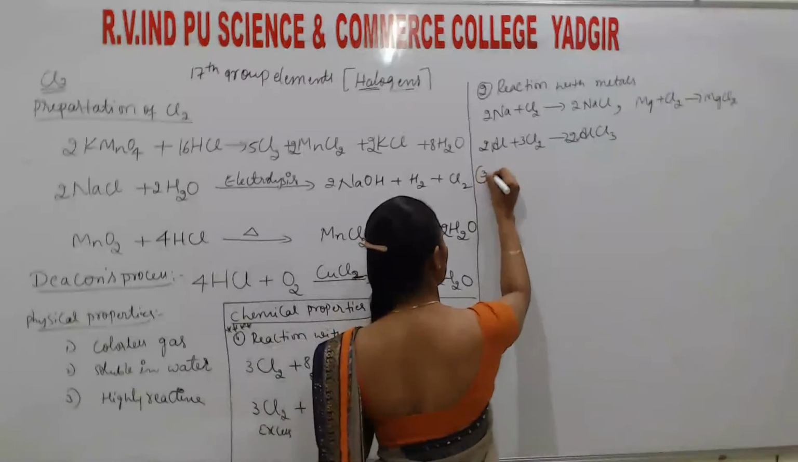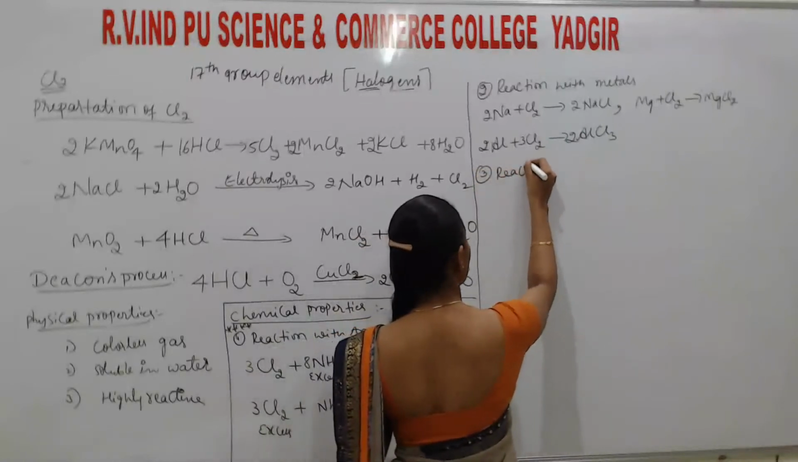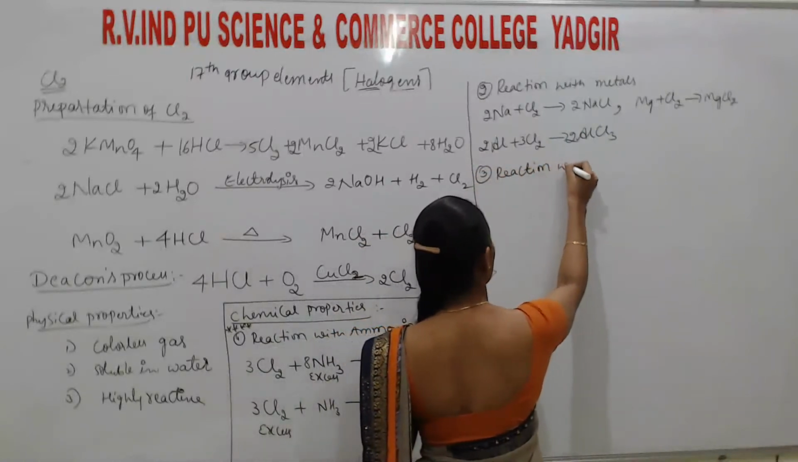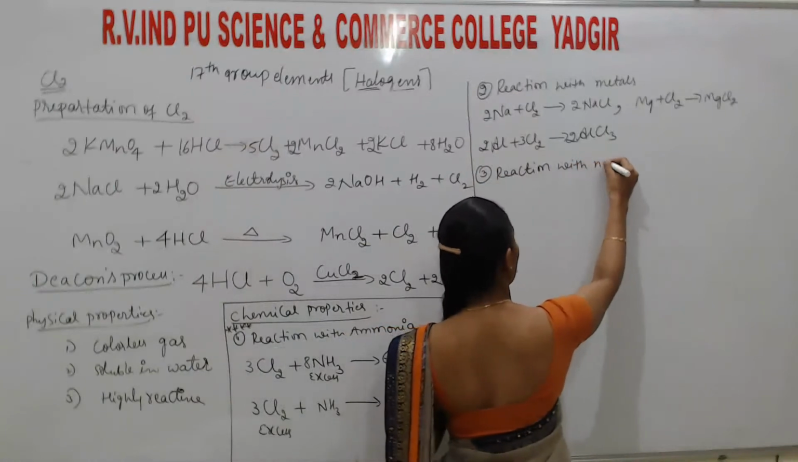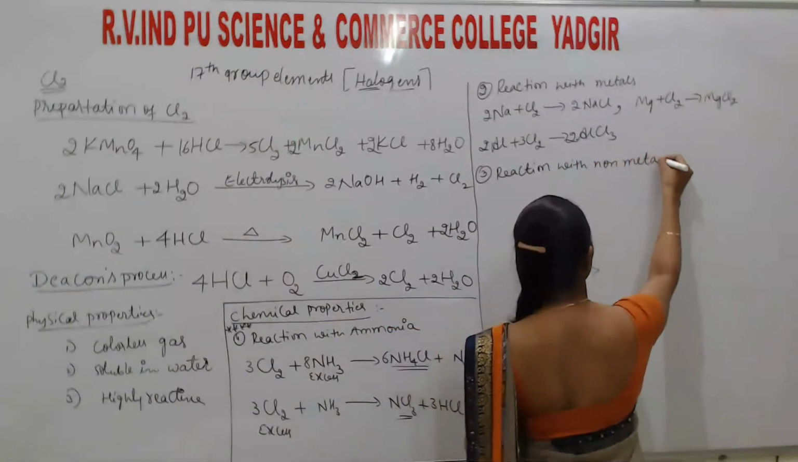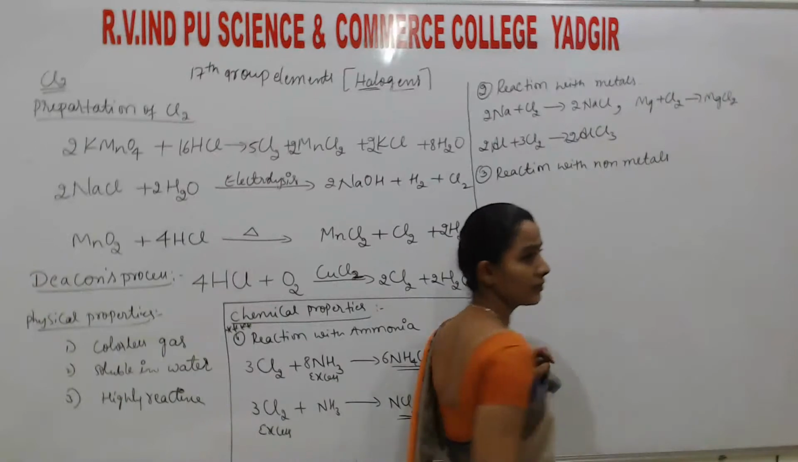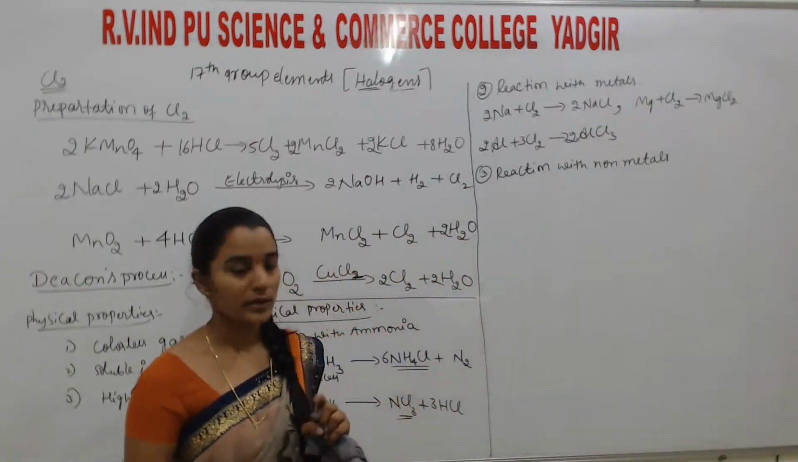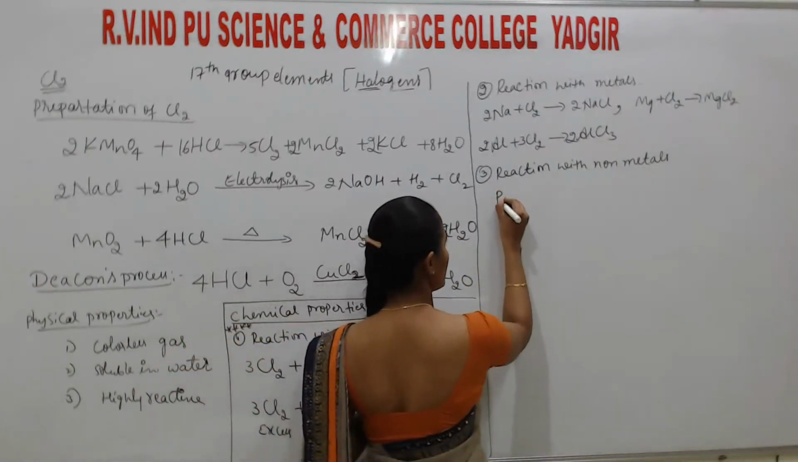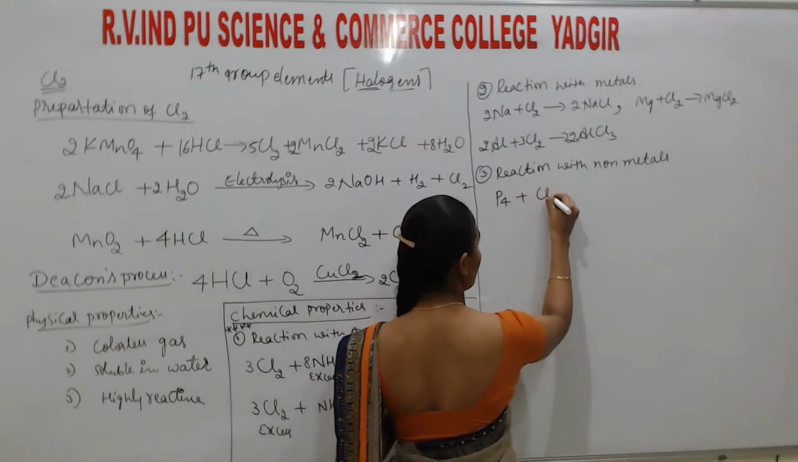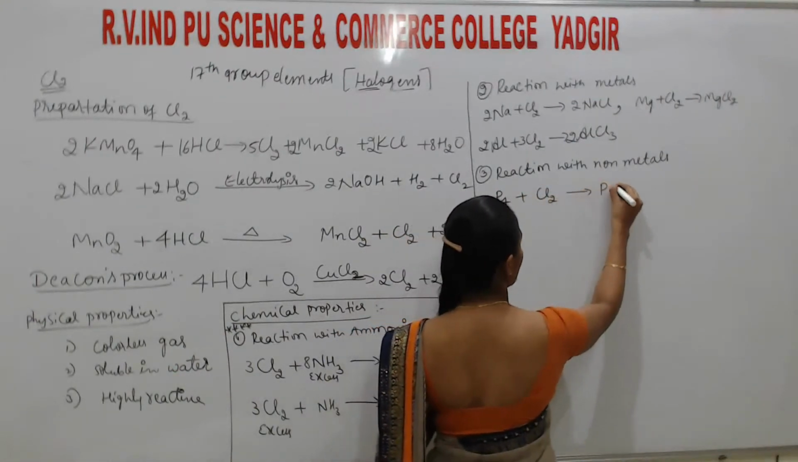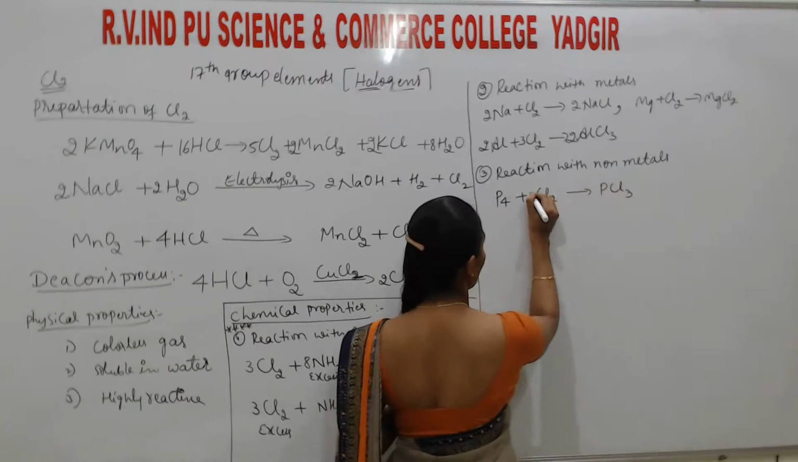The third one is reaction with non-metals. So listen, if phosphorus is treated with chlorine, it forms phosphorus trichloride.